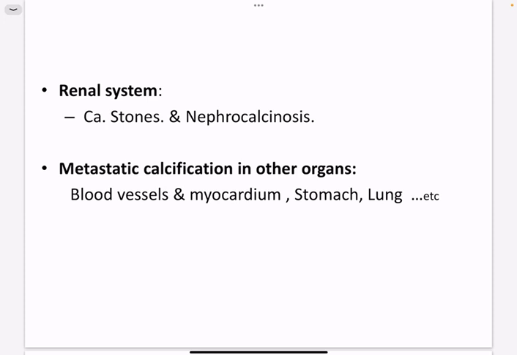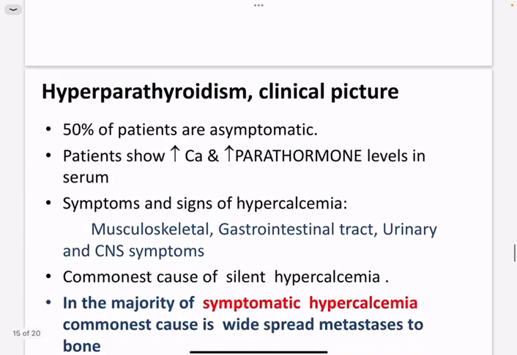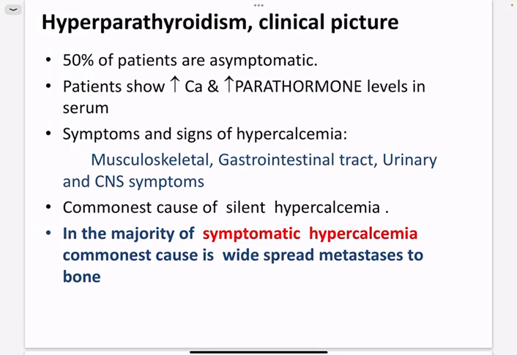You see the deposition of calcium within the nephrons, small particles of calcium within the nephrons. Metastatic calcifications occur in other organs, like the blood vessels, the myocardium, the stomach, and the lung. This is the picture when there is deposition of calcium in these organs, or the effect of the hypercalcemia caused by hyperparathyroidism. What does it do? 50% of the patients are asymptomatic, and we said it's the most common cause of asymptomatic hypercalcemia.